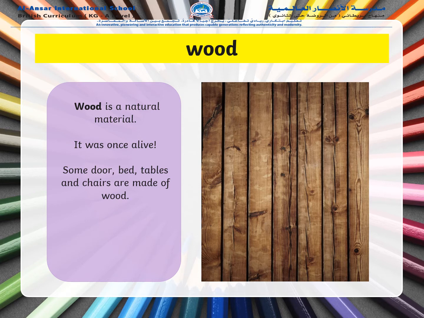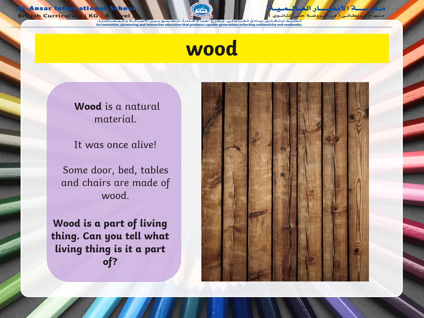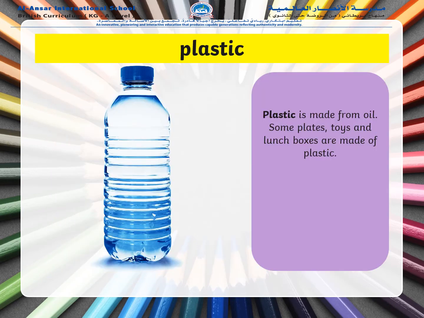Wood. Where do we get it from? Right, we get it from nature. It was once alive. Some doors, beds, tables and chairs are made of wood. Wood is a part of a living thing. Can you tell what living thing it is a part of? You're right, it's a part of a tree. We get it from trees.